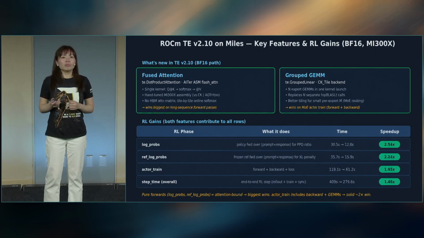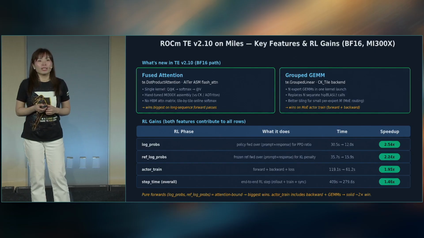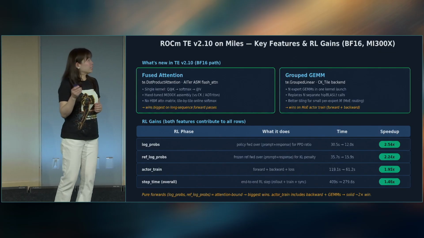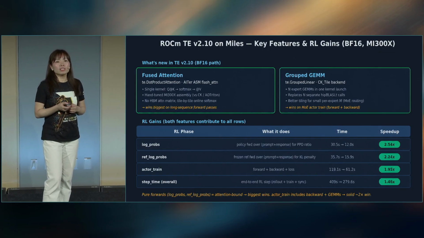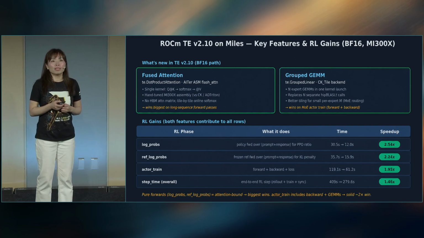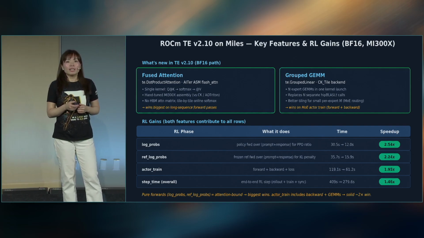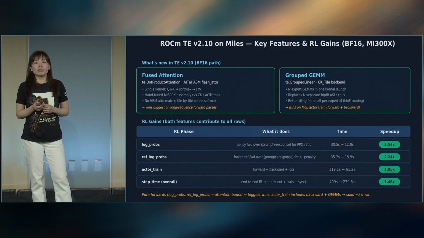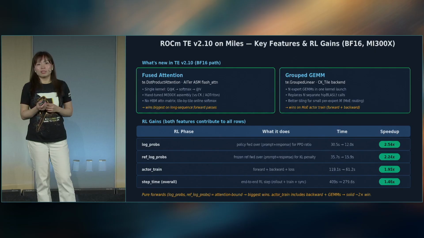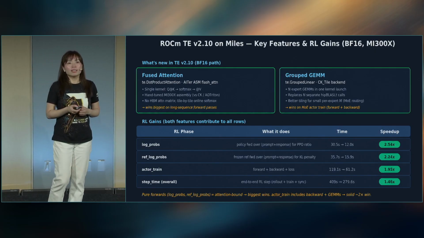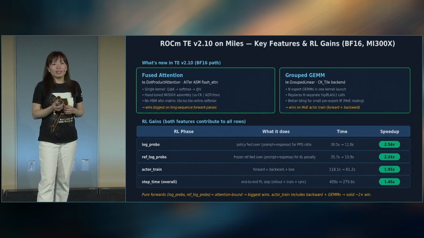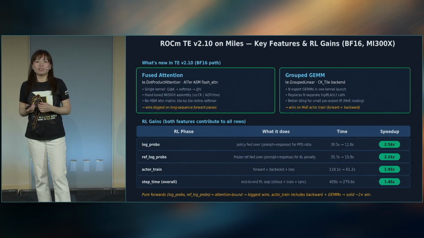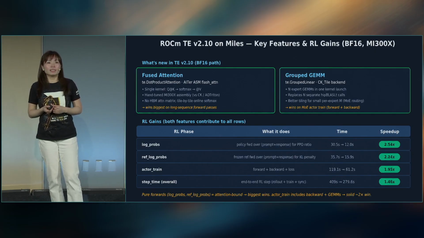With these two major updates in our latest TE, we see it improves RL workloads a lot. If you look at the table at the bottom, the computation of log probability and ref log probability improved about 2.5x and 2.2x respectively, and the actor train improvement is about 2.2x. The end-to-end step time, including rollout, train, and sync, improved about 1.5x. So this is a pretty big improvement for the latest TE.